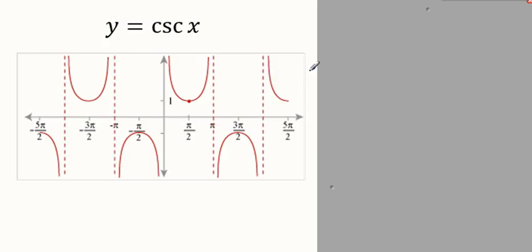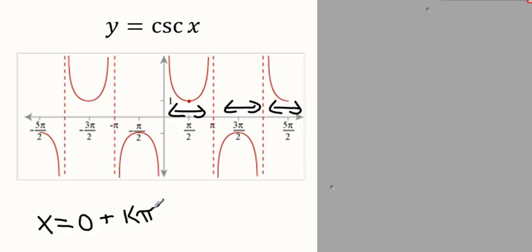So here's what a computer would do if you said graph cosecant. Looks a little nicer than mine. Where are the asymptotes? Let's write it out. The first one is at 0, and after that, the asymptotes are exactly pi units apart. So every pi units, we will find an asymptote.